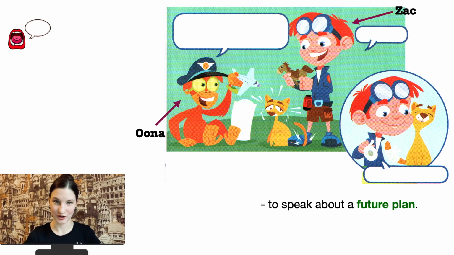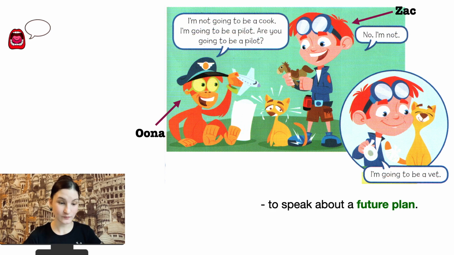Look at the objects in the picture. Do you think they are speaking about past, present or future? Let's read and try to find out. I will read the dialogue first and then you will pause the video and read it yourself.